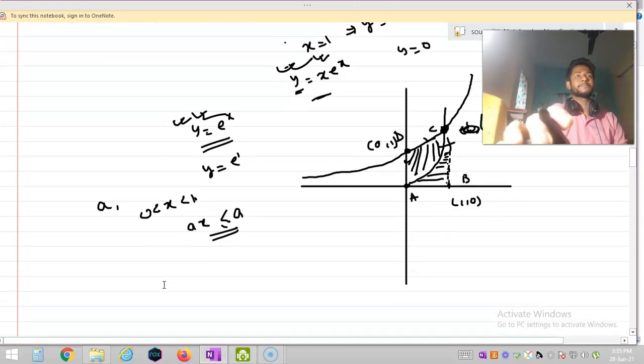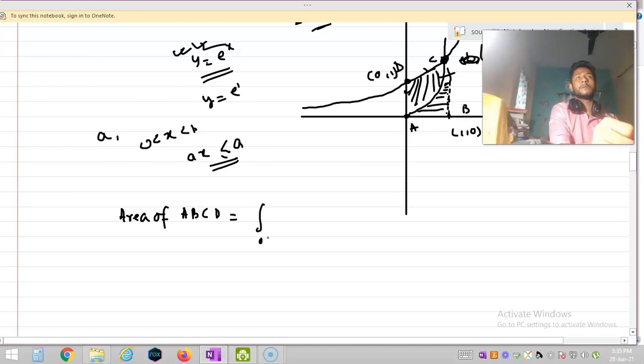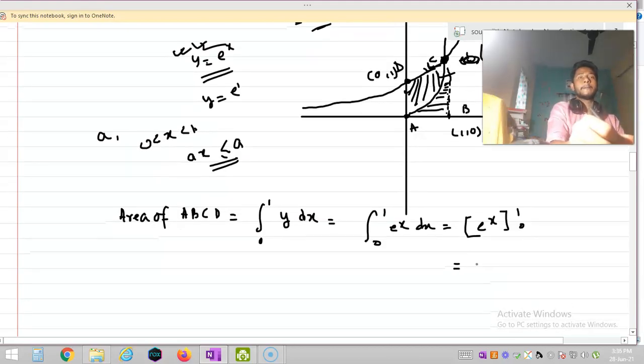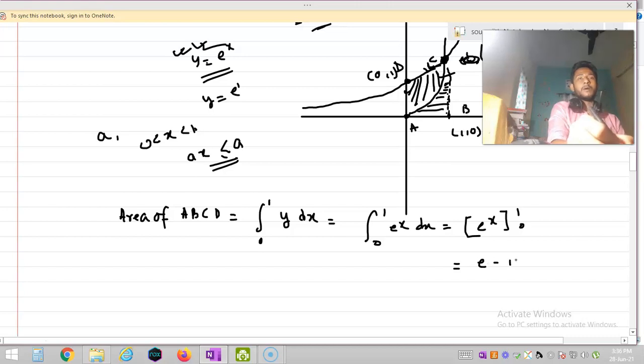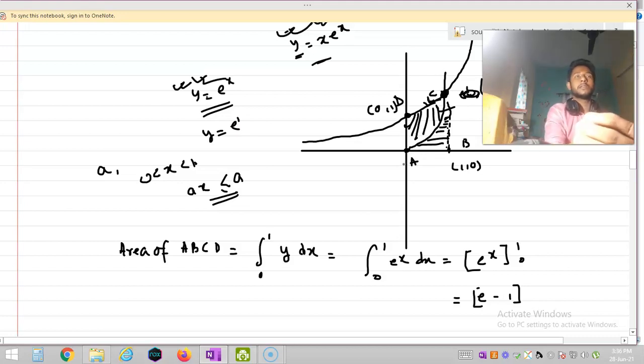So we are doing this. The area of ABCD is equal to the integration from 0 to 1 of y dx. So the integration from 0 to 1, where y of this curve is e to the power x, of e to the power x dx. This is nothing but e to the power x, ranging from 0 to 1. So this is equal to e minus 1. So the area of ABCD is equal to e minus 1.